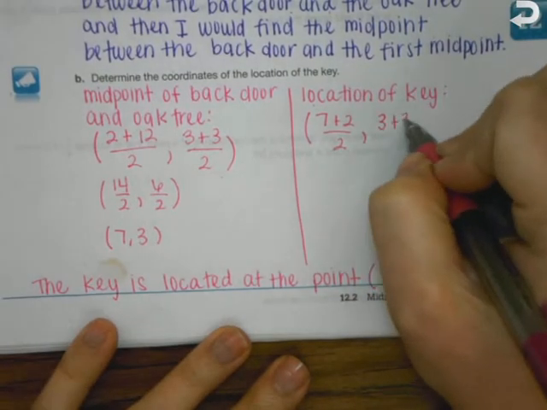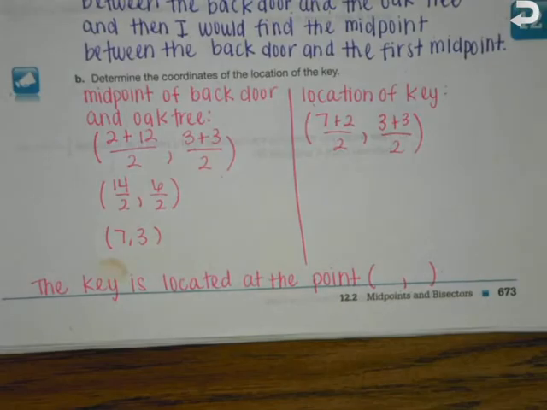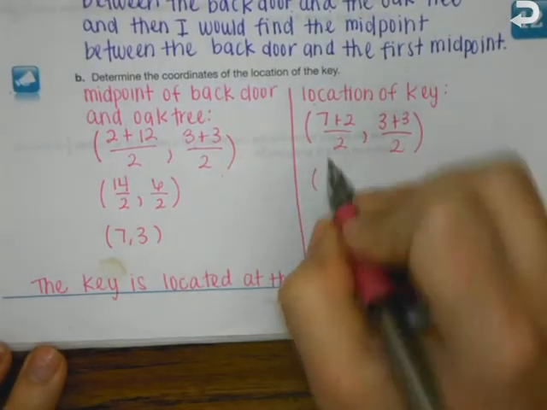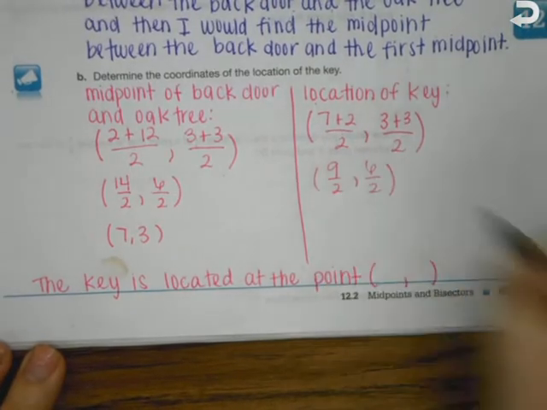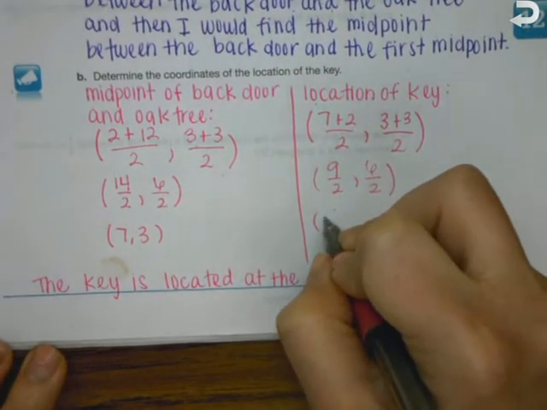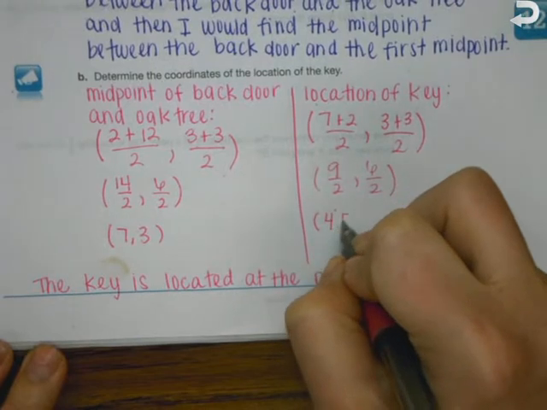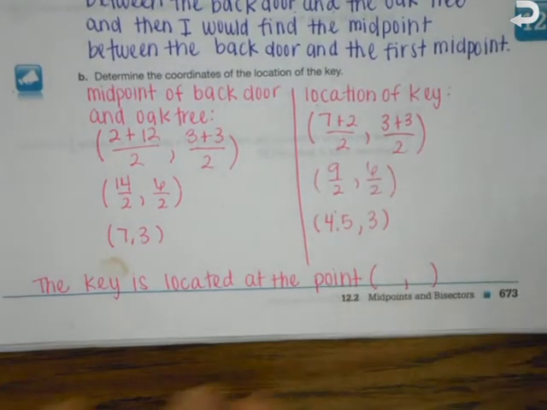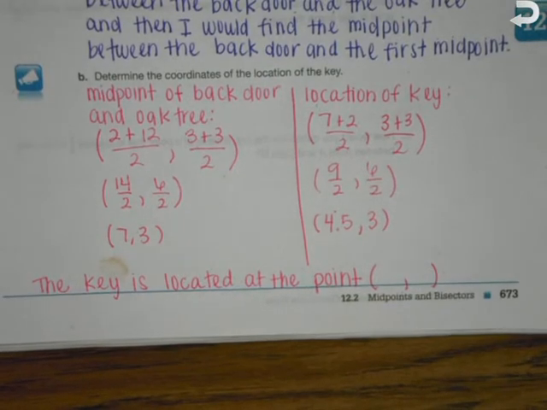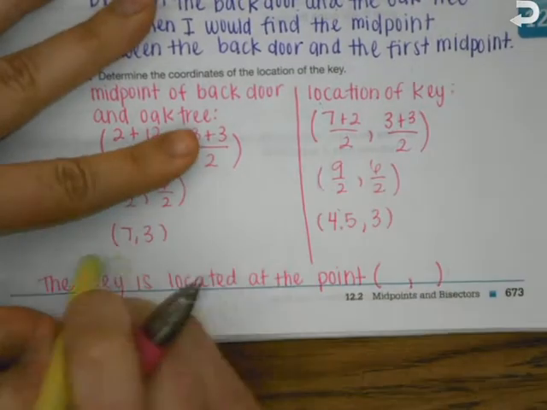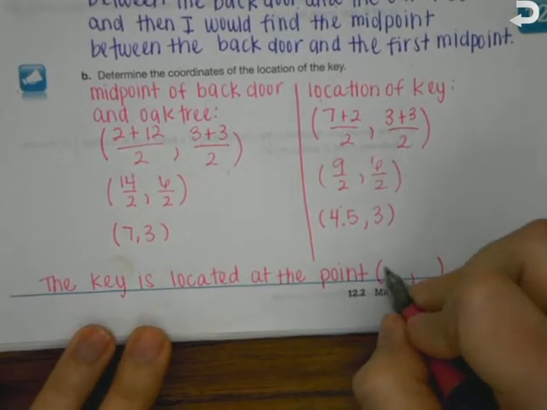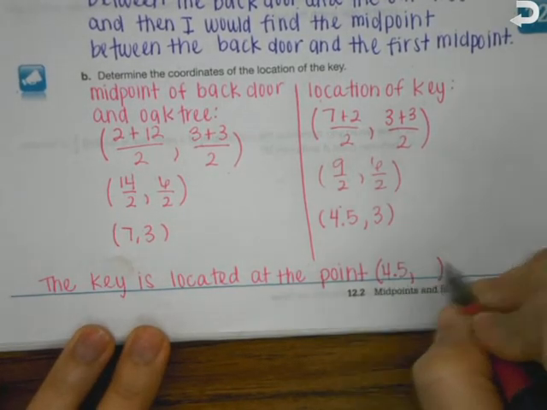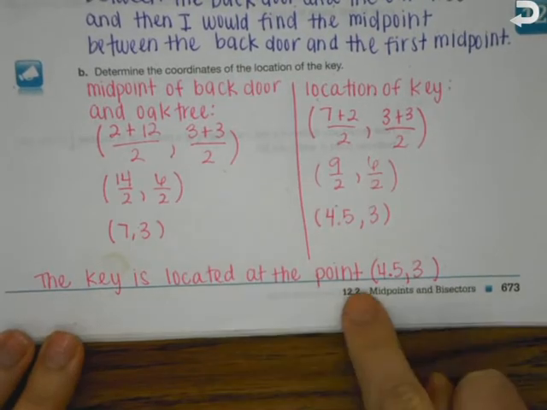Okay, so that gives me 9 over 2, comma, 6 over 2. So the key is located at 4.5, comma 3. How many of you put 9 over 2 instead of leaving it as 4.5? Anybody? You can do that as well. So you can leave it as 9 over 2, comma 3, or you can leave it as 4.5, comma 3. Most of you did 4.5, so let's do 4.5. So the key is located at the point 4.5, comma 3.